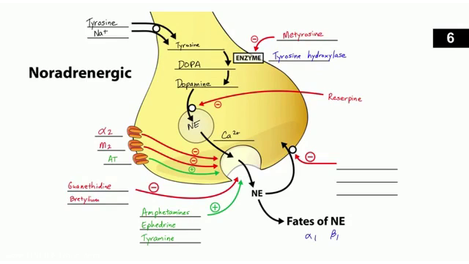A third potential fate of norepinephrine is reuptake, which you can see right here. One of the main ways that norepinephrine gets out of the synapse is it gets taken back up by the presynaptic cell. And there are several substances that inhibit this reuptake that are worth knowing. Cocaine, tricyclic antidepressants, and also the SNRIs, serotonin norepinephrine reuptake inhibitors, like venlafaxine or duloxetine. So cocaine, TCAs and SNRIs all inhibit norepinephrine reuptake.